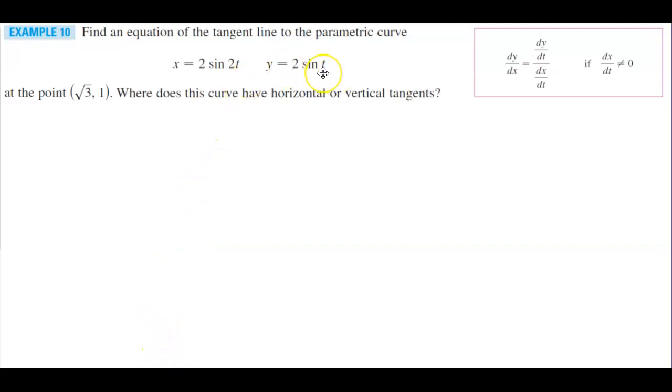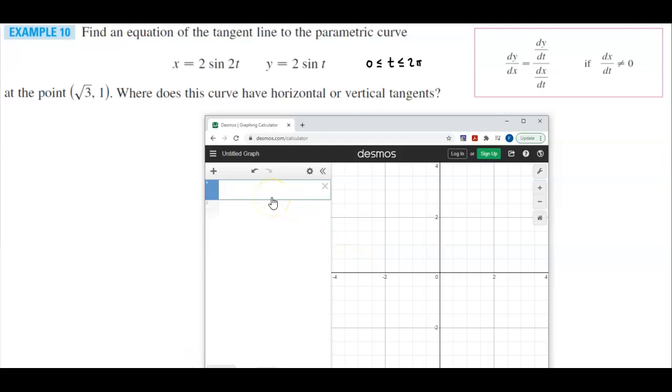Okay, since we're dealing with the sine function, let's keep in mind here that we know that the value of t is going to have to be in between 0 and 2 pi, since we're dealing with the sine curve. So let's go ahead and take a look at this. Here, when we have parametric equations, keep in mind that we're going to write that as an ordered pair. So the x part of the ordered pair is going to be 2 times the sine of 2t, comma, it's going to be 2 sine of t.